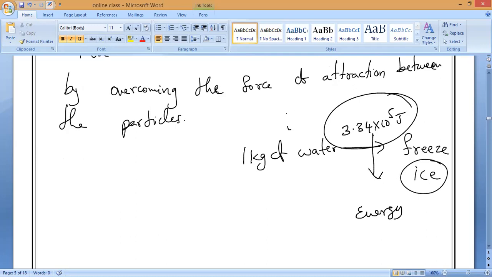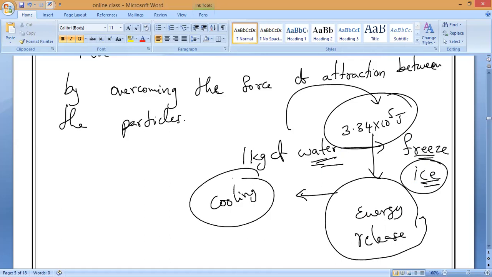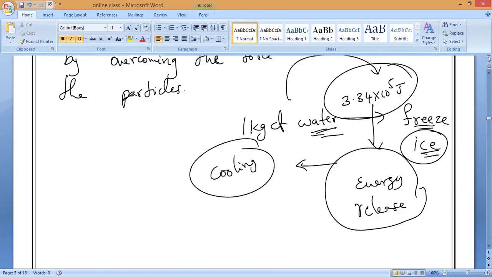So whatever energy is required to convert ice into water, the same energy is released when water is converting into ice. Why is heat energy released? Because it goes from liquid to solid state. Is it cooling action or heating action? It is cooling. So that much amount of heat energy is released. Is it okay, everyone?